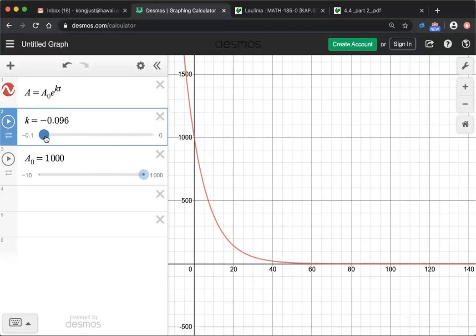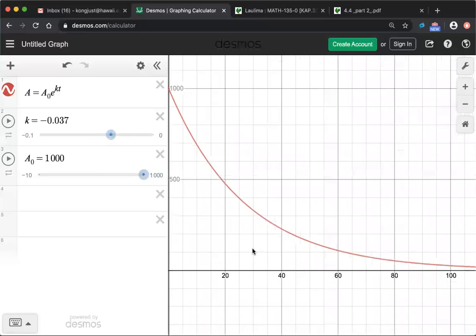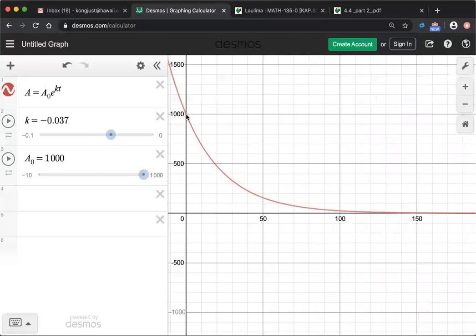So get it, and negative 0.037, for example. Here, you can kind of get a better picture of what's happening. A lot of times when they use carbon dating, they talk about half-life, and that's just how long it takes for the thing to get halved. So like if you're starting at 1,000, how long did it take you to reach 500 here? And then how long from there does it take you to reach 250? And that half-life is going to be the same time period each time.